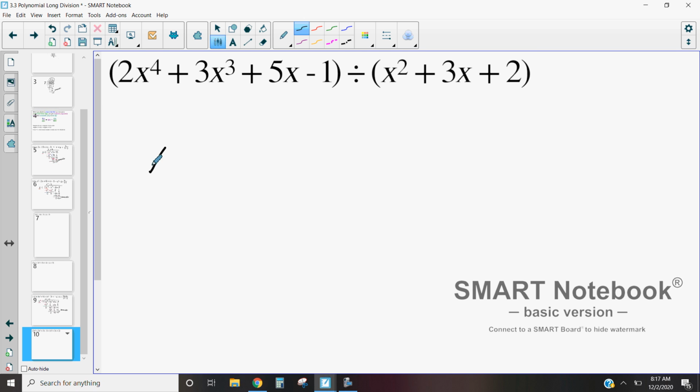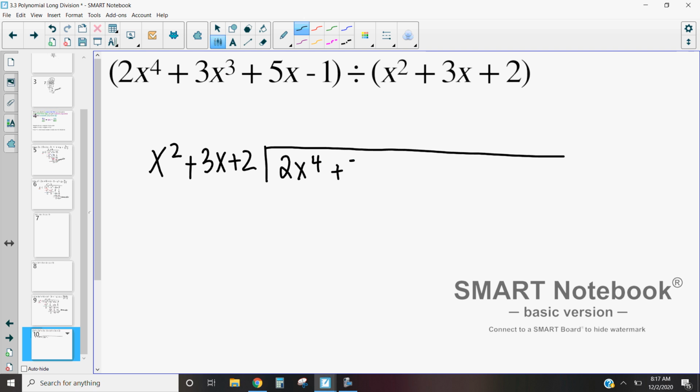So we are going to do the same thing. x squared plus 3x plus 2 is our divisor. Our dividend is 2x to the 4th plus 3x cubed. Notice we have no x squared here, so 0x squared plus 5x minus 1. Awesome. Okay, then we have to ask ourselves, what number do I multiply x squared by to get 2x to the 4th? Well, I need to multiply it by 2. And how many more x's do I need? 2.